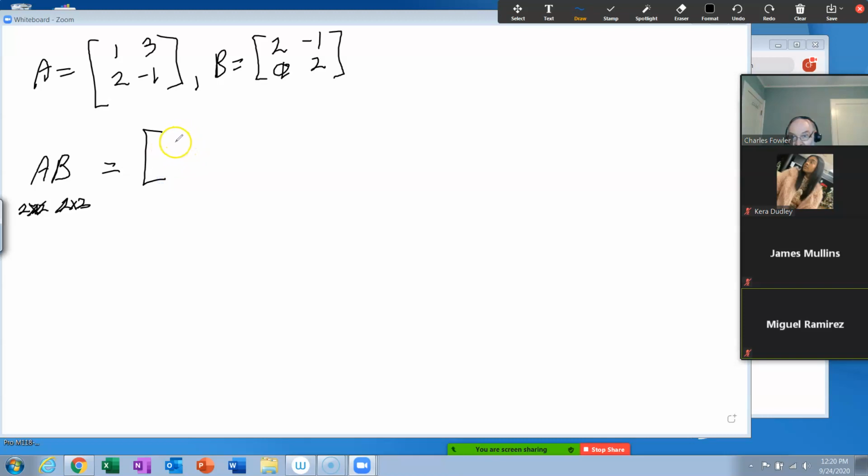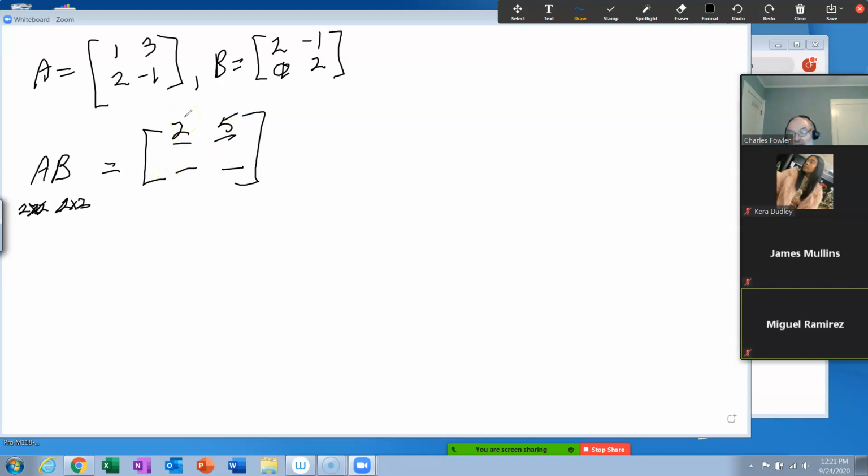Okay? So let's write it down. Blank, blank, blank, blank. All right? First entry here is the 1 entry here. So we'll do first row of A by first column of B. 2 plus 0 is 2. Second position here is the 1, 2 position. First row, second column. So we'll do first row again here by second column here in B. That gives you a minus 1 plus 6 would be a 5.